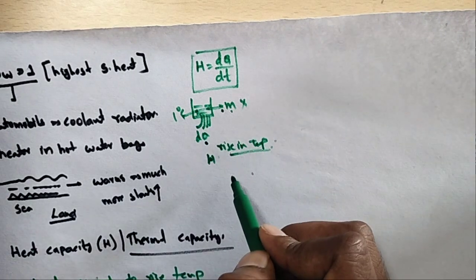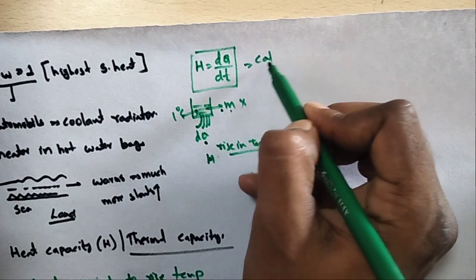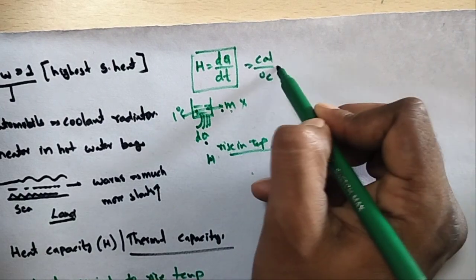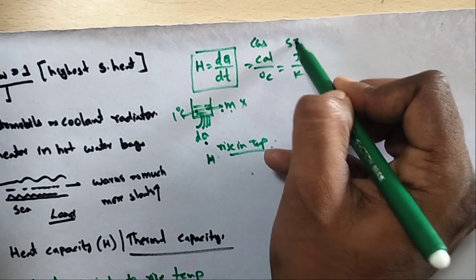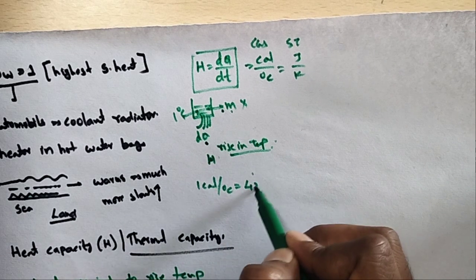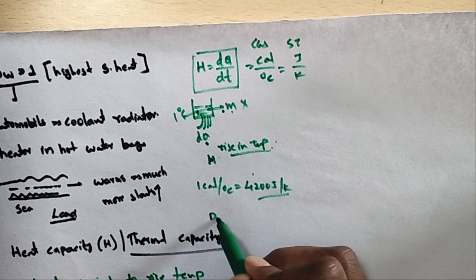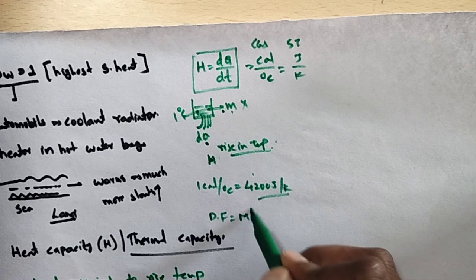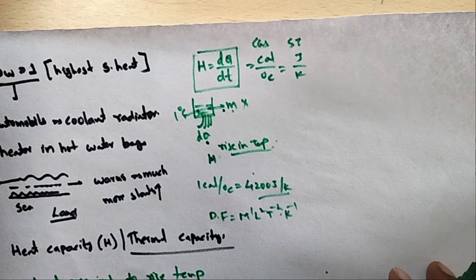So what are the units? Calorie per degree Celsius or joule per Kelvin. The first is the CGS unit, the second is the SI unit. So 1 calorie per degree Celsius is equal to 4200 joules per Kelvin. And the dimensional formula is M^1 L^2 T^-2 K^-1.